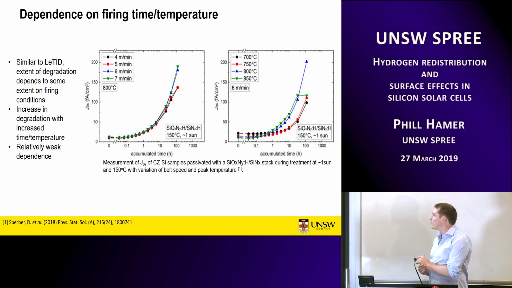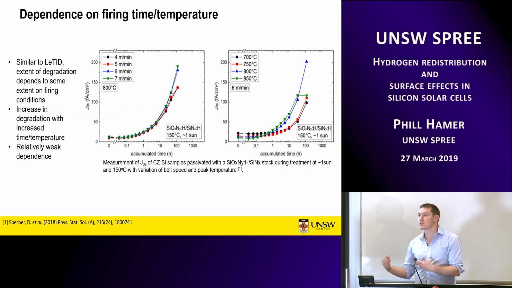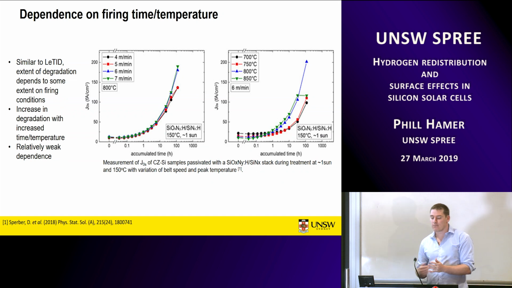Now, ideally we'd have different temperatures here. I mean, 700 degrees we know is still good to release most of the hydrogen from a dielectric layer. We'd ideally like to see it down at 500 and 600 and see what difference that made. But there's still a little bit of dependence here on the firing process, which again, if it's hydrogen, we would expect that dependence there.